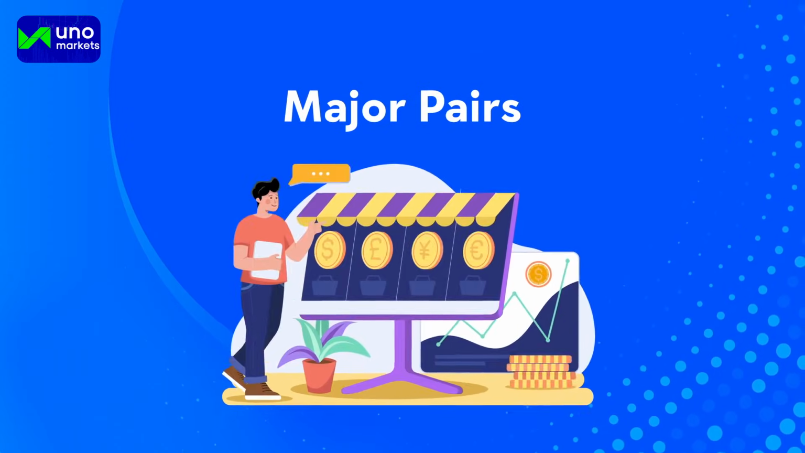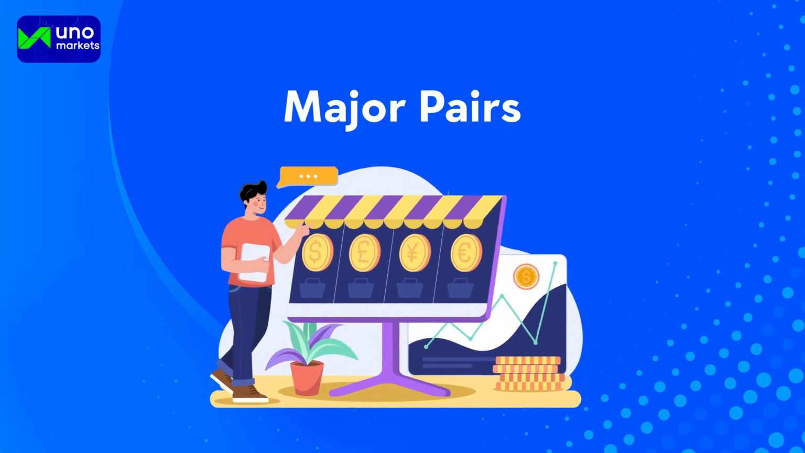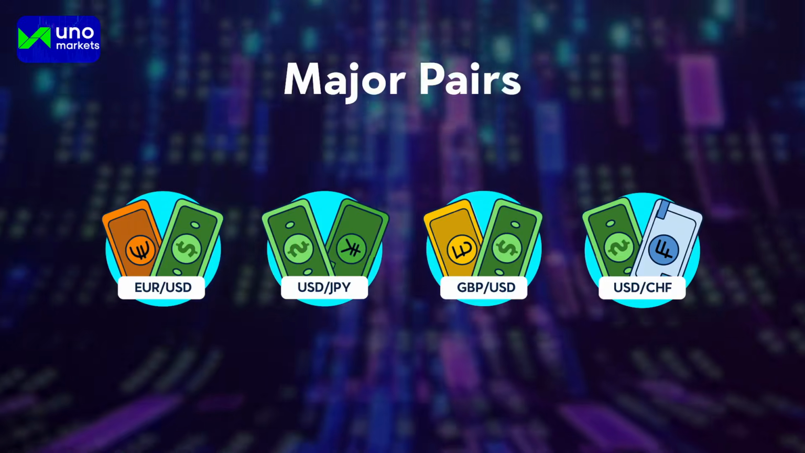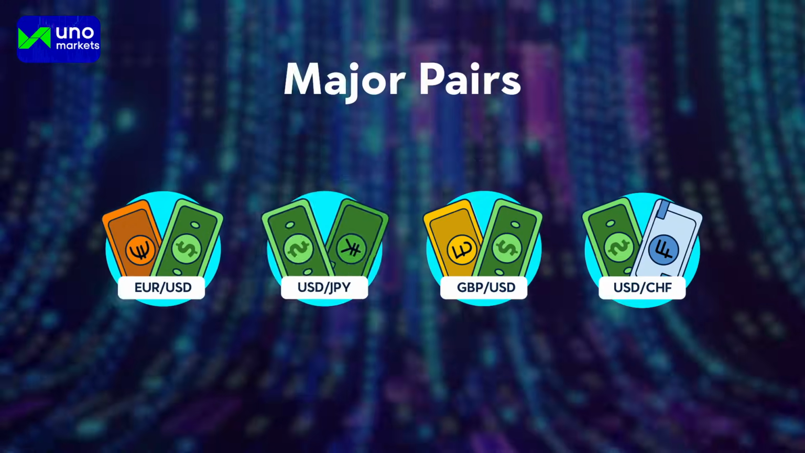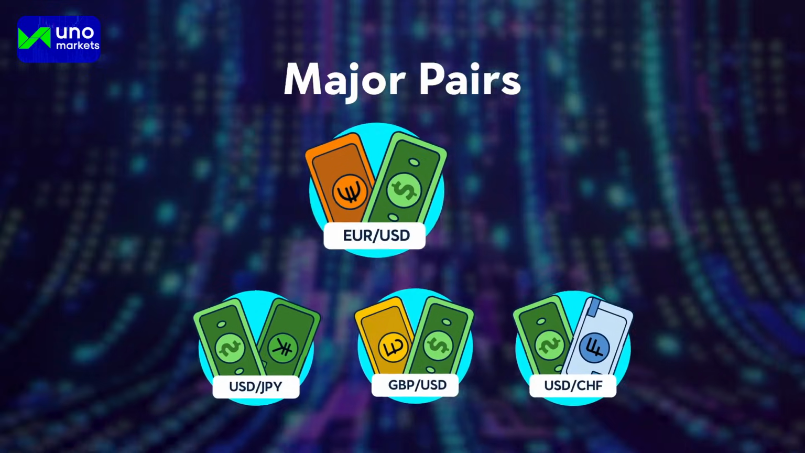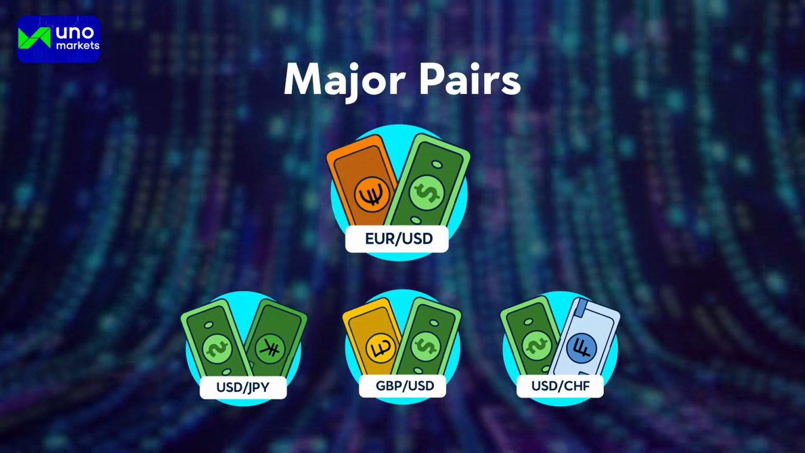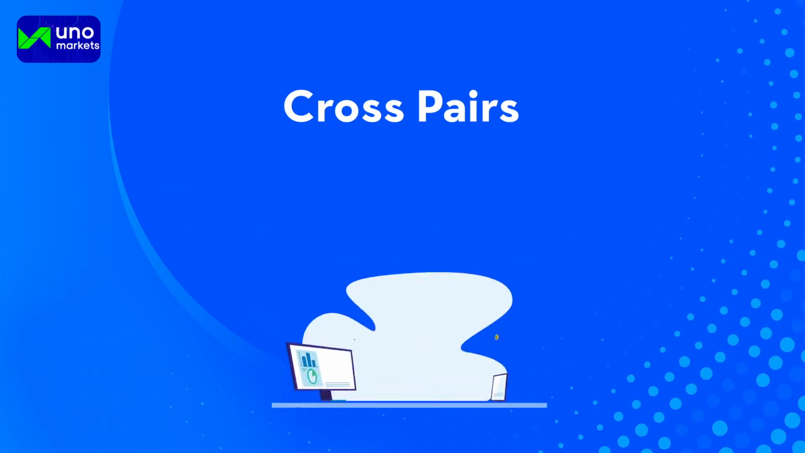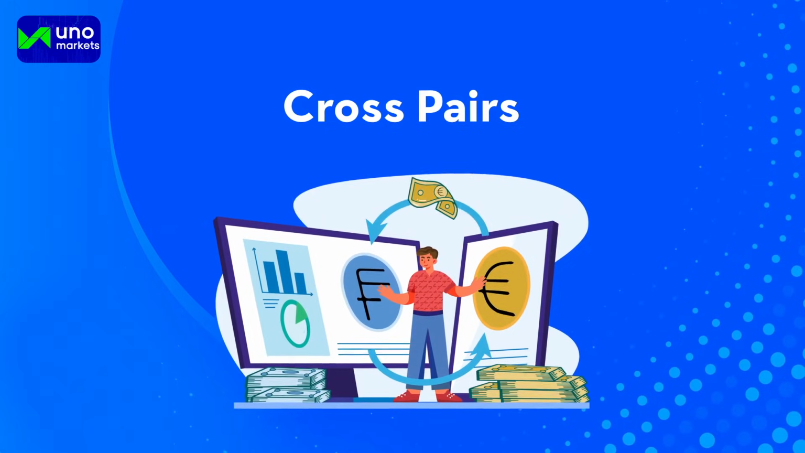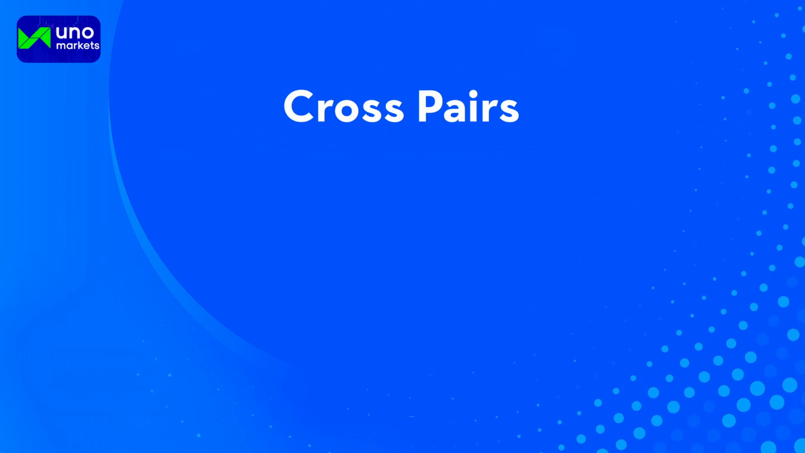Major pairs are the most heavily traded currency pairs in the Forex market, representing some of the world's largest economies. The top major pairs are the euro-dollar, dollar-yen, pound-dollar, and the dollar-Swiss franc. The euro-dollar is by far the most popular, with a massive daily volume of over 20% of the entire market, while major pairs involve transactions with the US dollar. Cross-pair currencies, also known as minor pairs, do not.